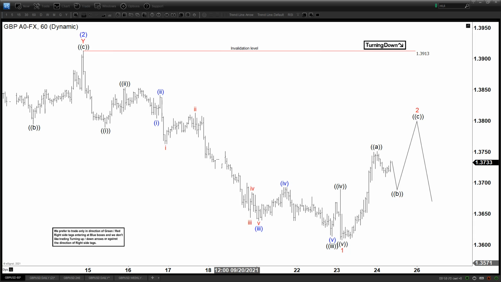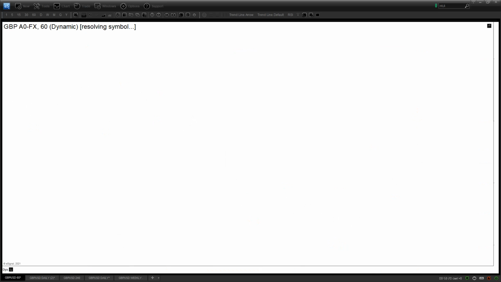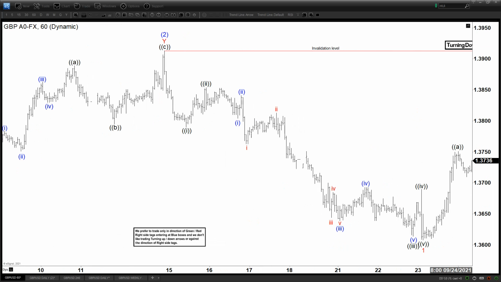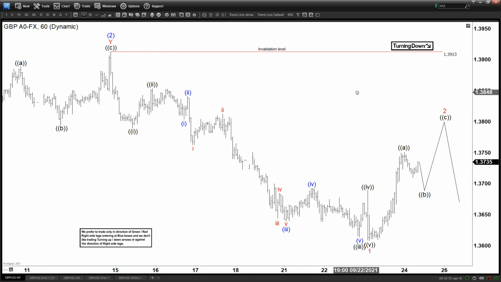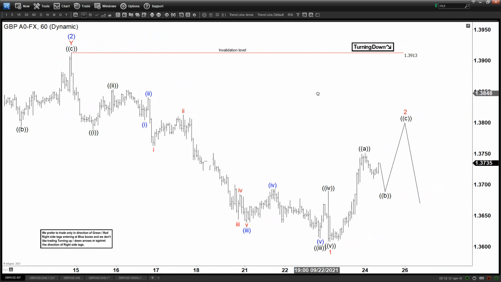So for today, we're going to be looking at the chart of the pound dollar, the 60 minute chart right here. Now, pound dollar is a very interesting chart. I will explain my overall thinking about the pair and also the different expectations in different time frames, and just the overall direction, the overall trend that we can expect.